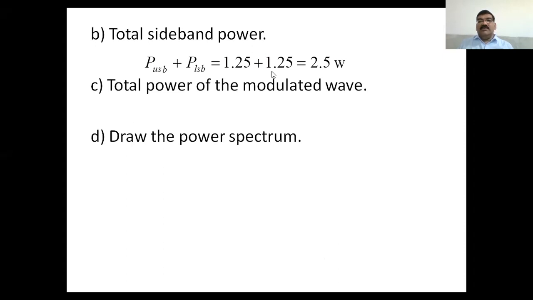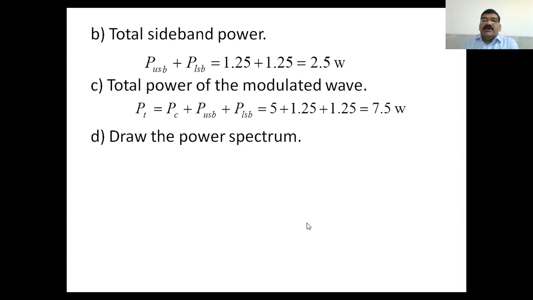Anybody can give me the total power? Yes, Meghna has given it, so it is correct, Meghna. Has anybody else calculated the total power of the modulated wave? Yes, I got three answers. So all of you got the correct answer.